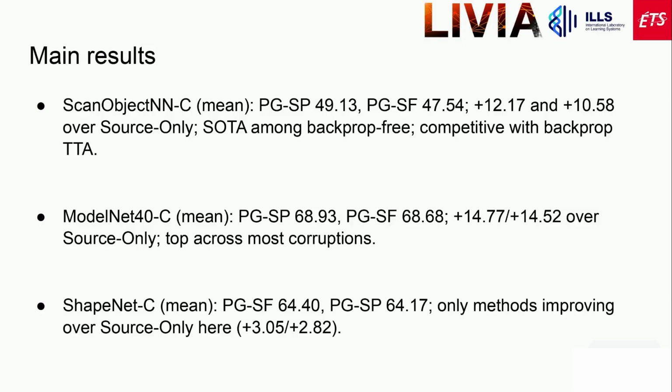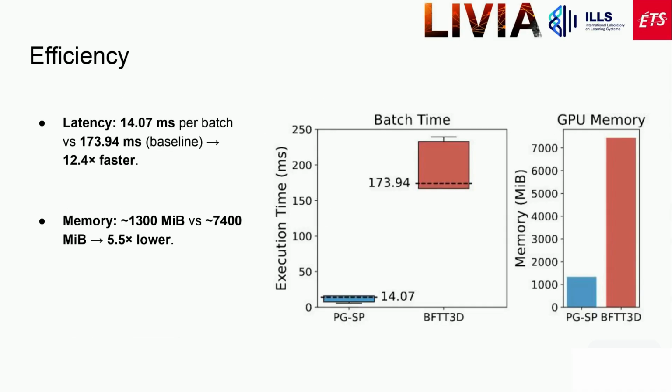Both PGSP and PGSF deliver consistent, sizable gains over source-only and match or surpass strong TTA baselines while avoiding gradients and memory. On ShapeNet-C, where many methods regress, Purge-Gate is among the few that improve over source-only. Efficiency is a major advantage. Latency remains near plain inference and memory is far lower than gradient-based TTA.